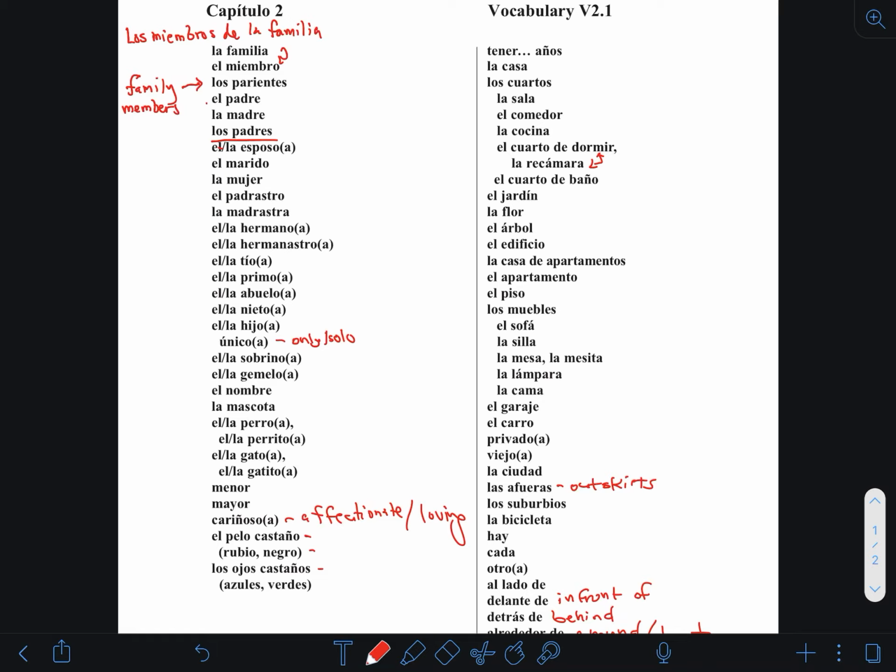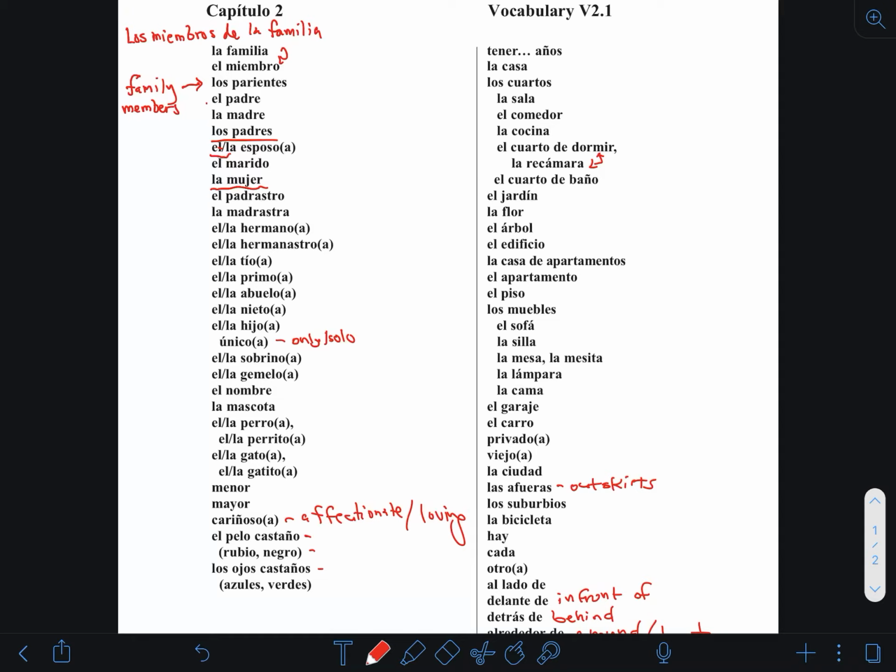El esposo is spouse. La esposa would be wife, right? Masculine, feminine, right here. Make sure you know the difference. I would write both out. El marido is husband. La mujer is the woman. So I'm assuming you could also use it as wife. Or like the lady of, right? The woman of whoever it is.